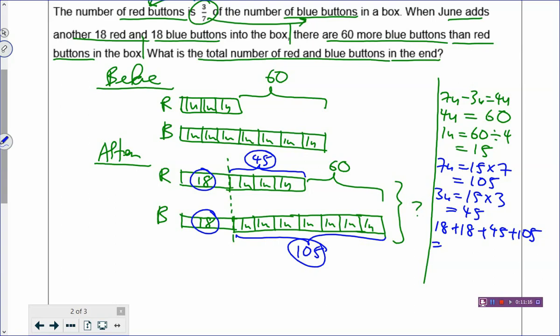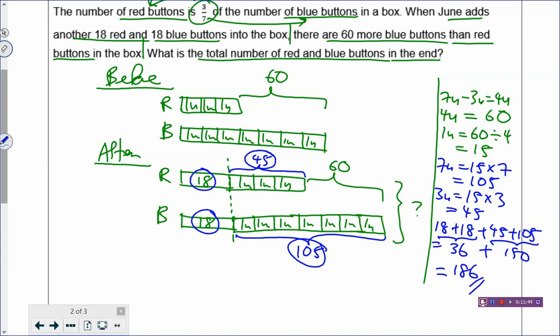Okay, how many buttons? Let me see. So you have 105 plus 45. That will be 150, and then 18 plus 18 is 36. Plus them together, 186. Yes. Alright, so you have 186 buttons altogether in the end. Okay, so that's how you draw out the before and after model with the difference unchanged.